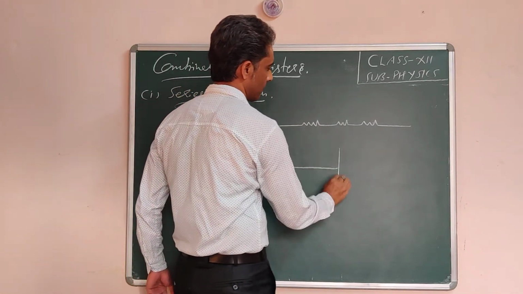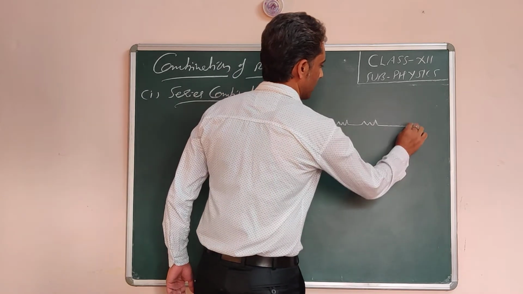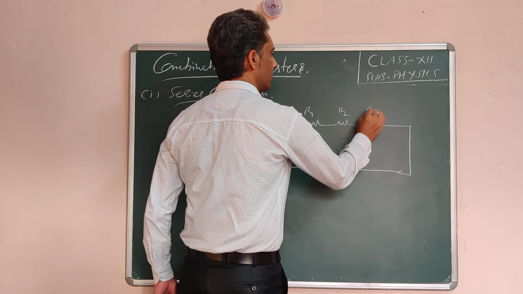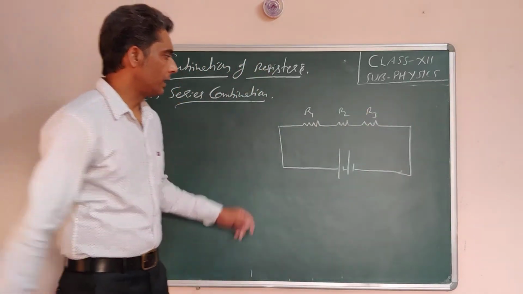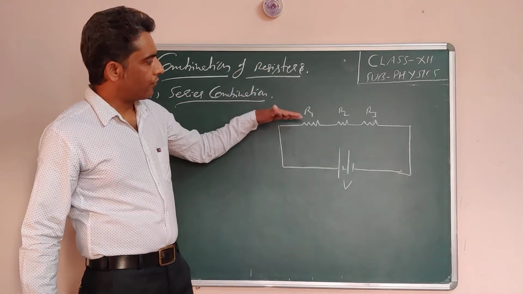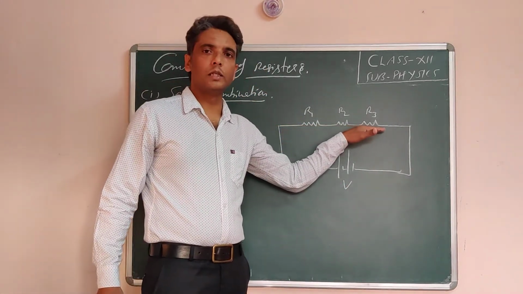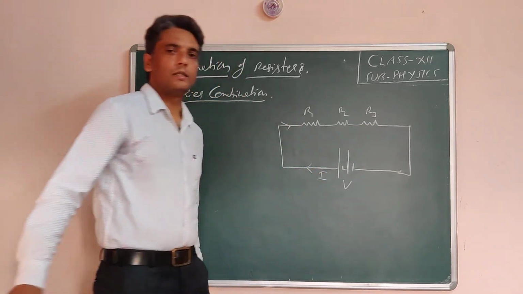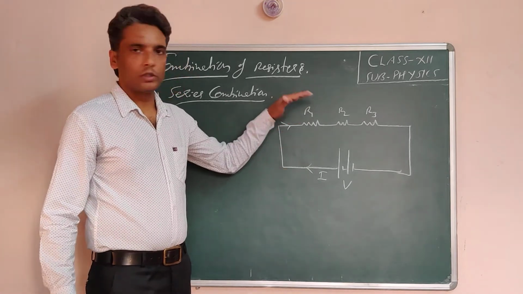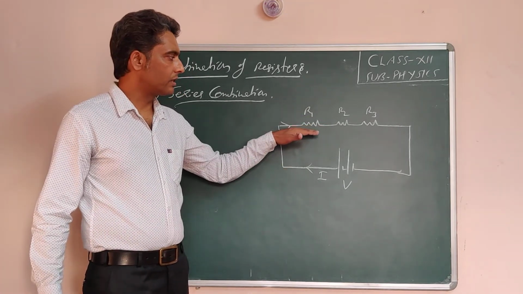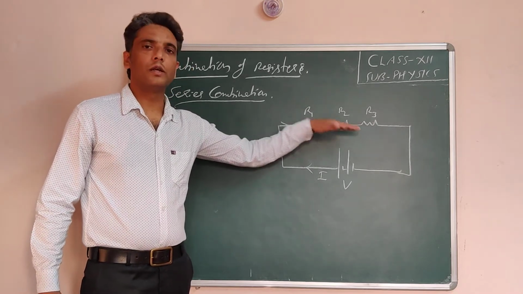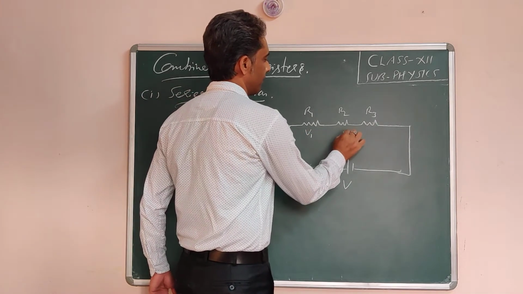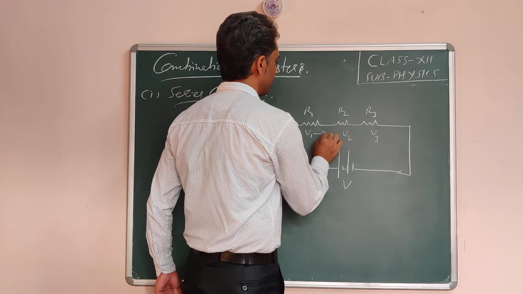These are three resistors of resistance R1, R2 and R3. So there is only a single path for flow of current through all these three resistors. So we say that these resistors are in series. Current is the same through all the resistors, but the potential difference across different resistors is different. So the potential differences across them are V1, V2 and V3.